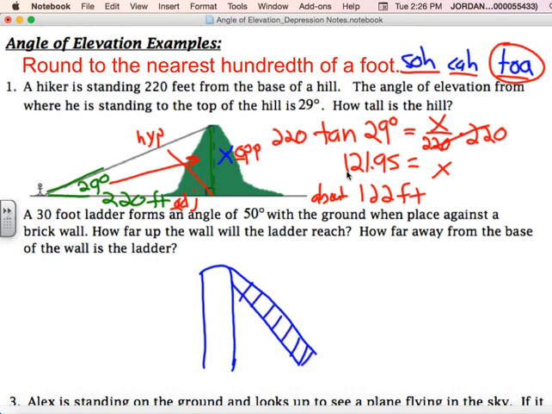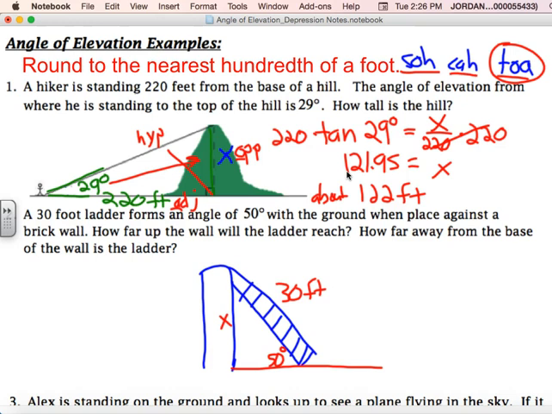Alright, so there's our ladder, and it says the ladder is 30 feet. So we're going to label the ladder as 30 feet. And it makes an angle of 50 degrees with the ground. So the ground's down here. So the angle made between the ladder and the ground is the one that's 50 degrees. Okay? And they want us to know how far up the wall the ladder will reach. So how high up on the wall are we? So we're going to call that X.